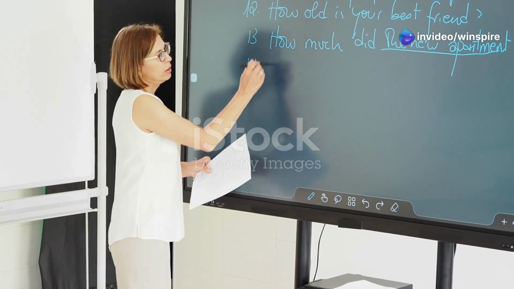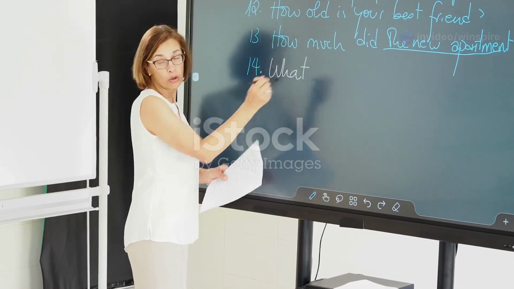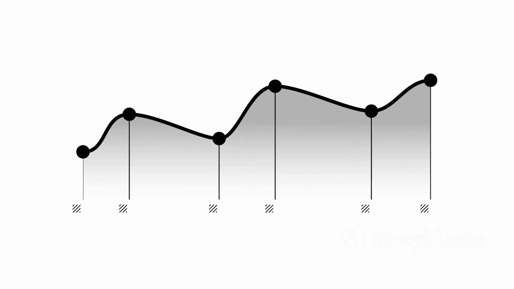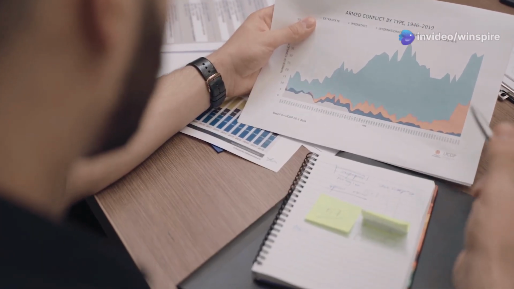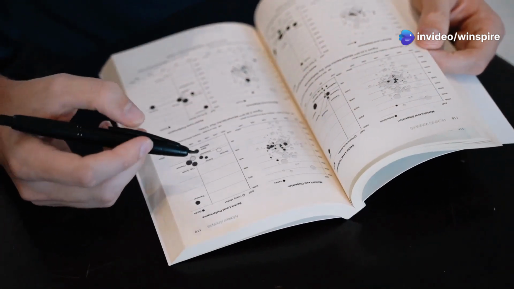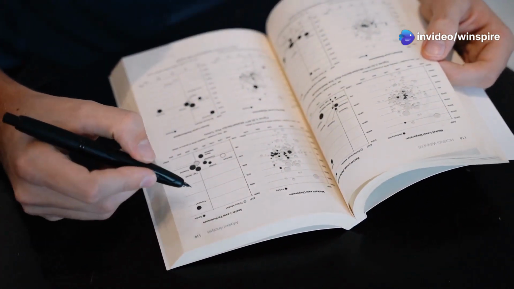Section 2. Tackling line graphs in IELTS Writing. Line graphs often show up in Task 1 to show trends over time. They use lines to connect data points, showing how something changes. Knowing about line graphs and using the right words is important for describing them well.